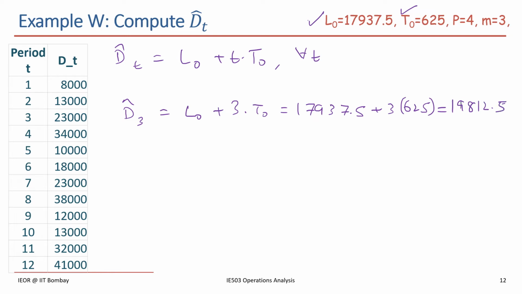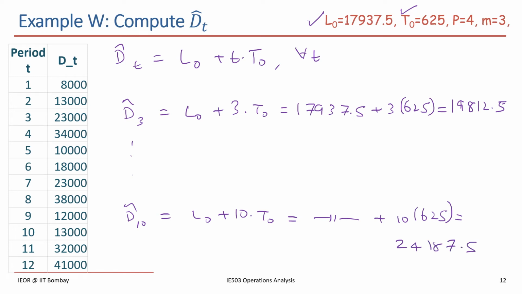which comes out to be 19,812.5. Or I can do it for, say, D hat of 10, which comes out to be L naught plus 10 into T naught, which is 17,937.5 plus 10 into 625, which is just a simple trend value. So it comes to 24,187.5. So these are the estimates I'm going to get. I need to do it for all the values, D hat of 1 to D hat of 12.